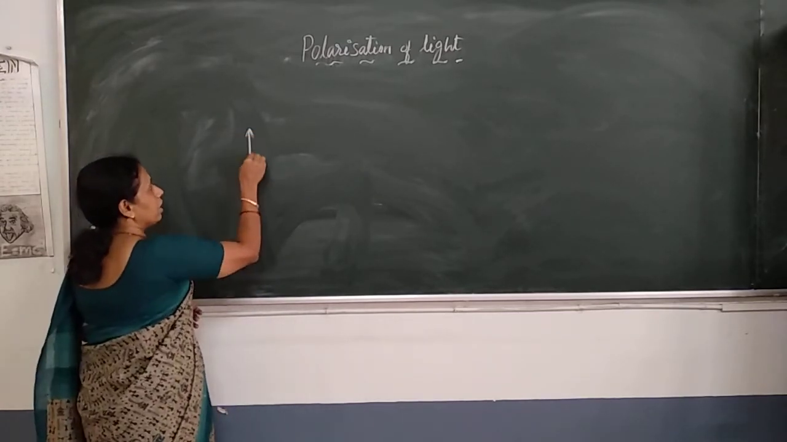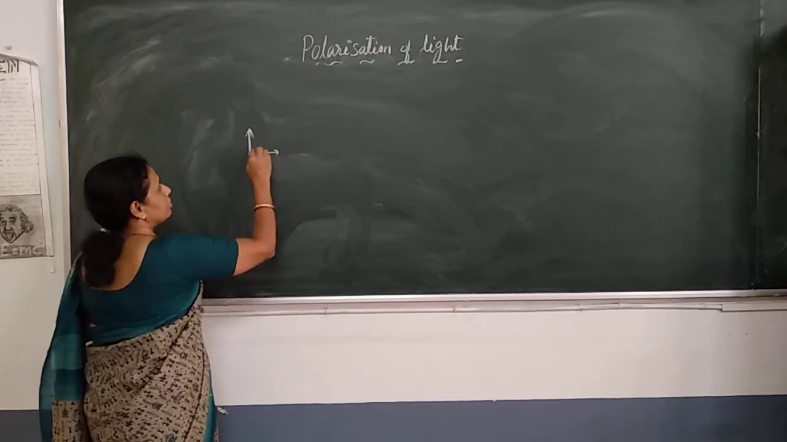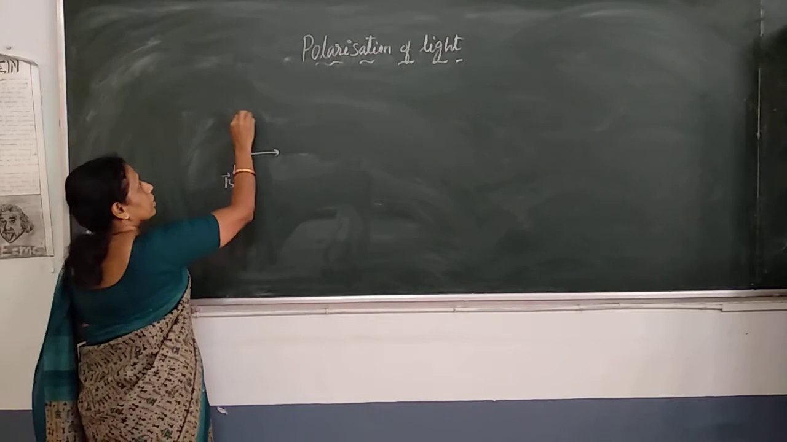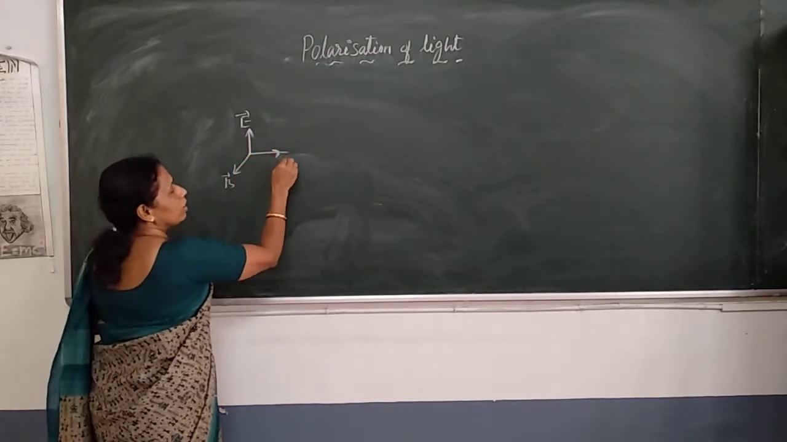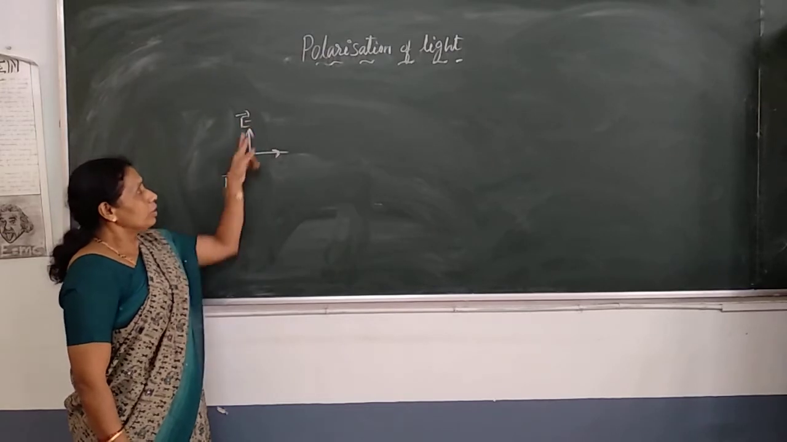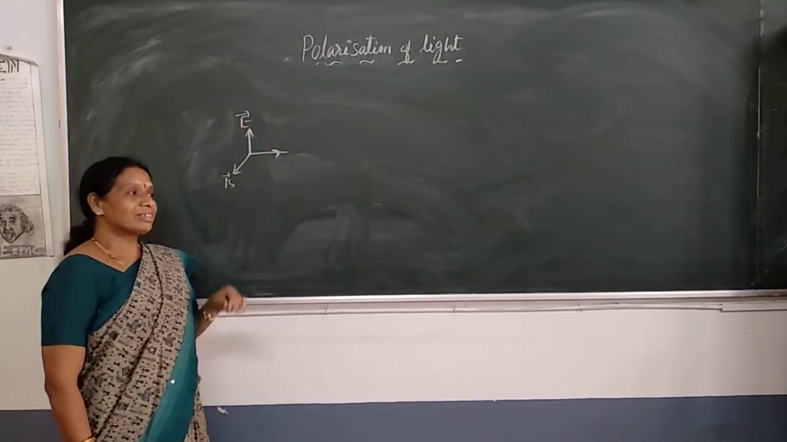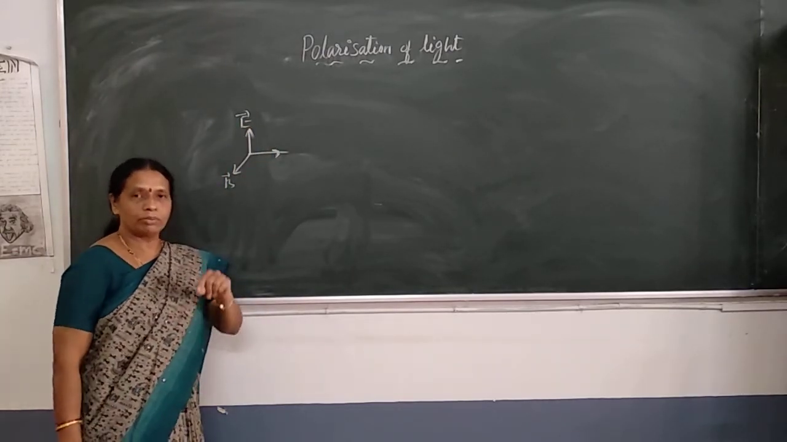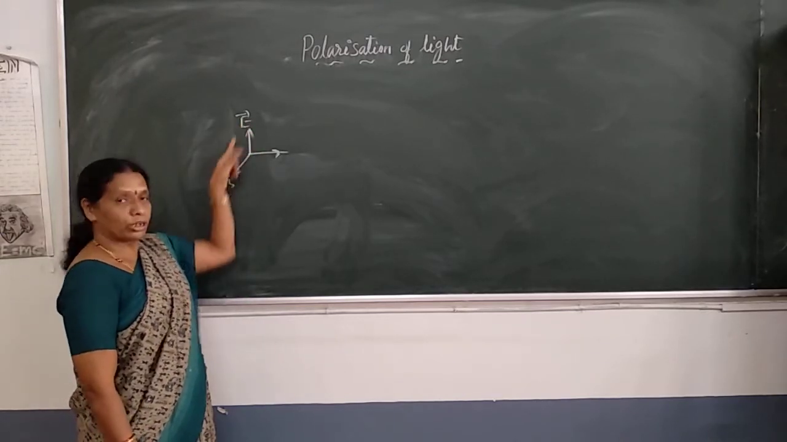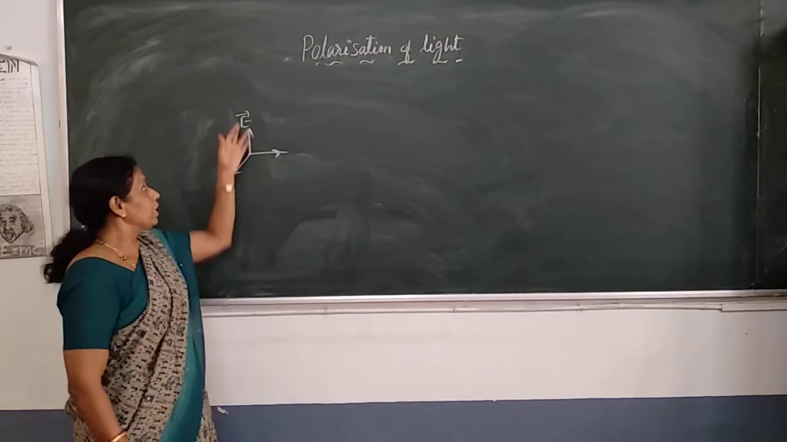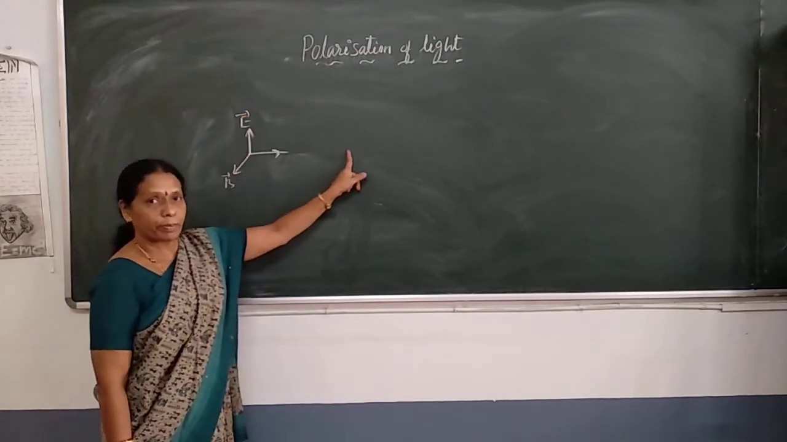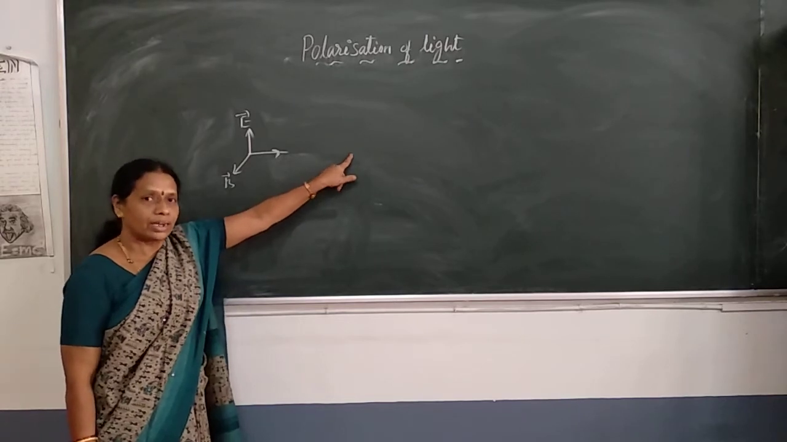Electric vector and magnetic vector, suppose they vibrate at right angles to each other. Then the wave propagates along this direction. This is the direction of propagation. So, electromagnetic wave is transverse in nature. What do you mean by transverse nature? Transverse nature means the direction of vibration of the particles of the medium, or here electric vector and magnetic vector, is at right angles to the direction of propagation. Such a wave is called a transverse wave.